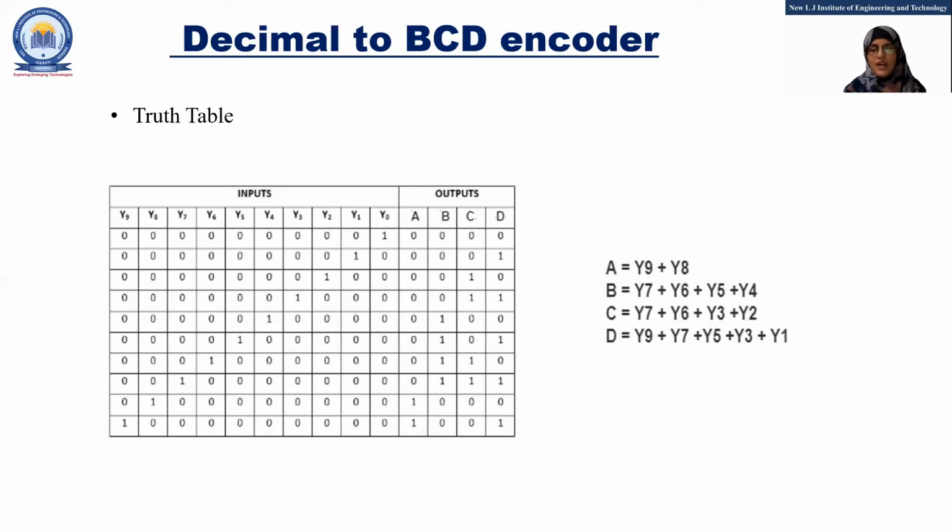As we can see, we have to make 4 output equations, which are A, B, C, and D. For output A, Y8 and Y9 is 1, so the equation will be A equals Y9 plus Y8. For output B, the equation will be Y7 plus Y6 plus Y5 plus Y4. For equation C, Y7, Y6, Y3 and Y2 equal 1, so C will be Y7 plus Y6 plus Y3 plus Y2. And for D, the equation will be Y9 plus Y7 plus Y5 plus Y3 plus Y1.